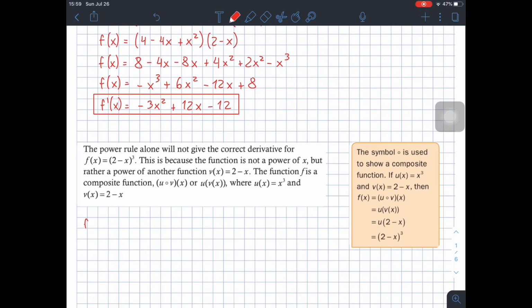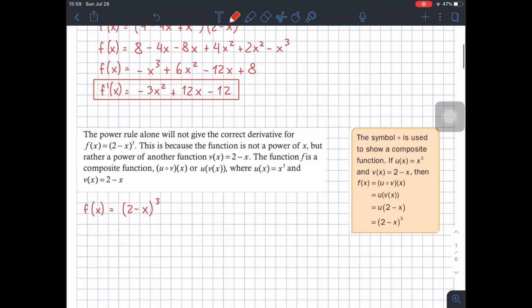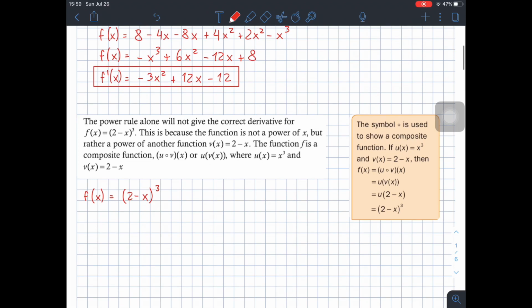First of all, I'm going to write the function f of x, which is (2 minus x) cubed, okay? So the first thing I want to do is identify the composite functions. That means identify the two functions that together form function f, right? So this is just by inspection, right?